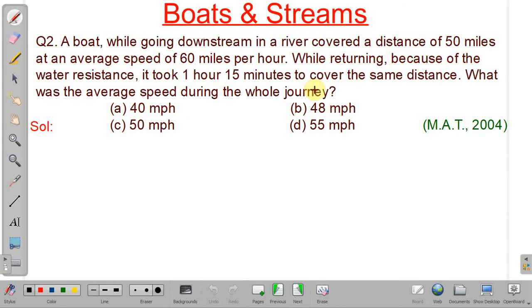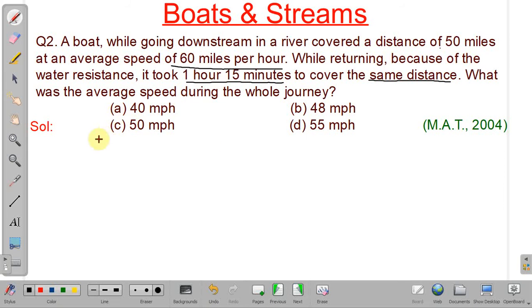See, in this problem it is given a boat while going downstream covers a distance 50 miles and speed in downstream direction is 60 miles per hour. And while traveling upstream, it is taking 1 hour 15 minutes and distance will be same. Okay. So we have to find the average speed during the whole journey. So how we can find the average speed? See, we know the total distance. So it will be distance while traveling upstream and distance while traveling downstream. So we have to add the distance, and time will be upstream time plus downstream time.